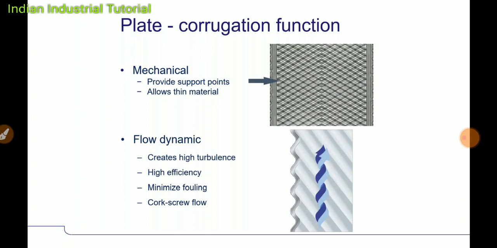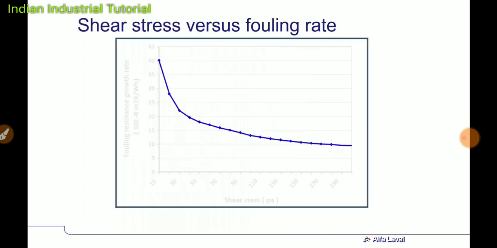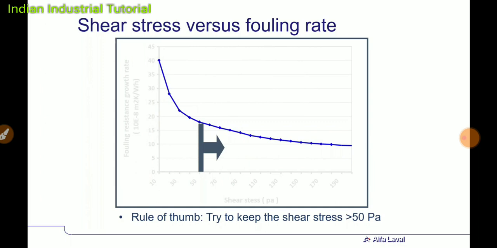Flow dynamic is like corkscrew flow, creating very high turbulence and high efficiency. I'll try to show you this in some other slide.